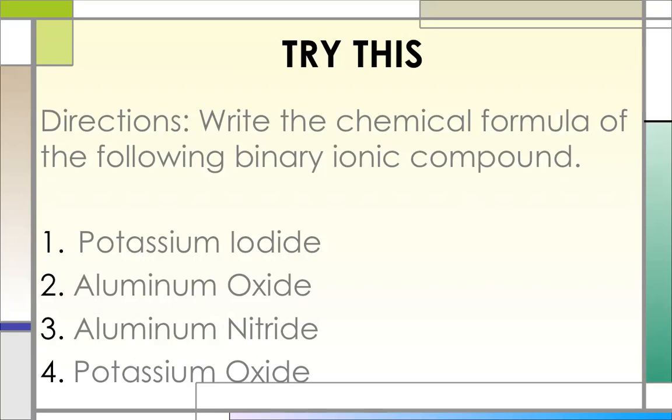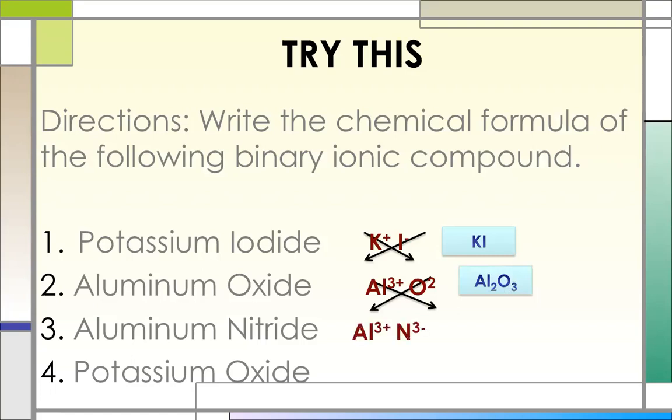For potassium iodide, you have potassium, whose symbol or formula is K positive. Then the iodide, we have I negative. So by the crisscross method, the answer is KI. How about for the aluminum oxide? You have Al 3 positive, and O2 negative. So crisscross, you have Al2O3.